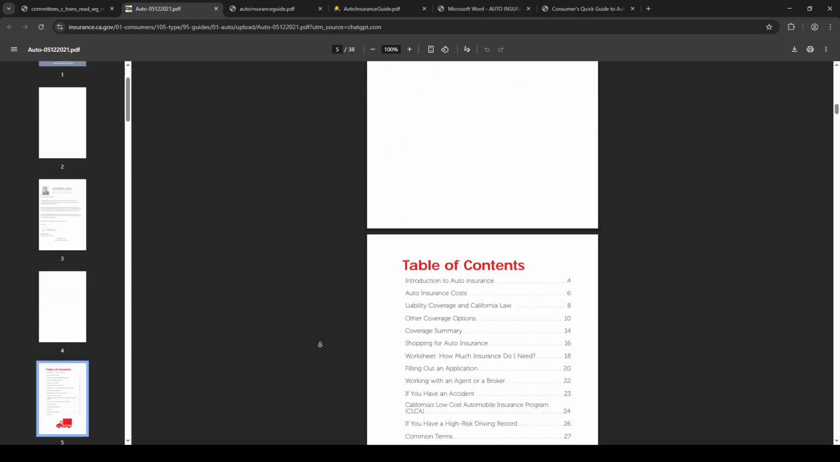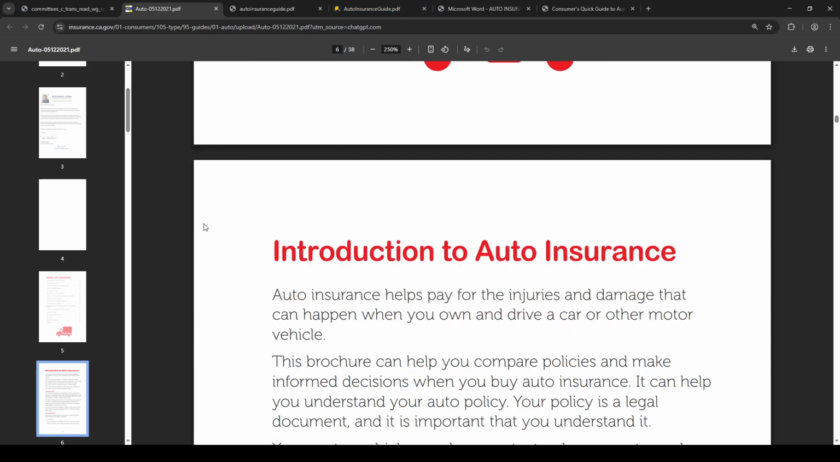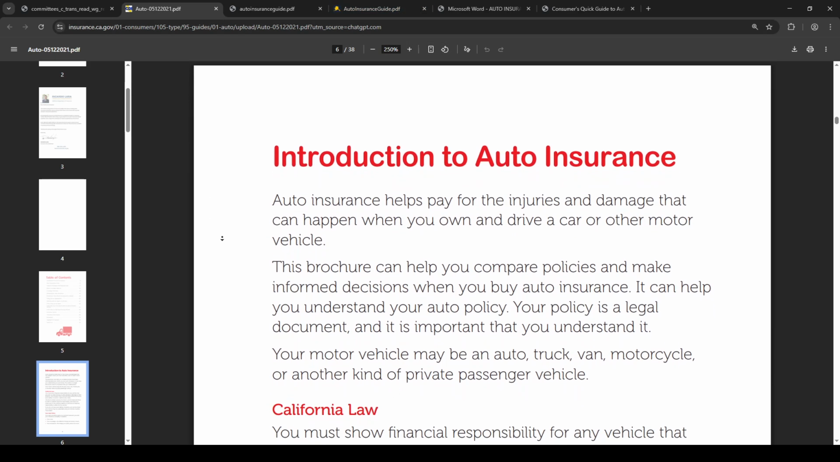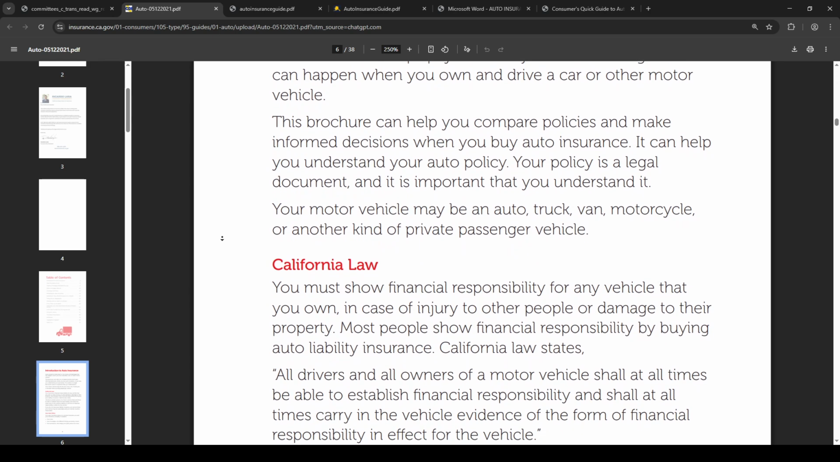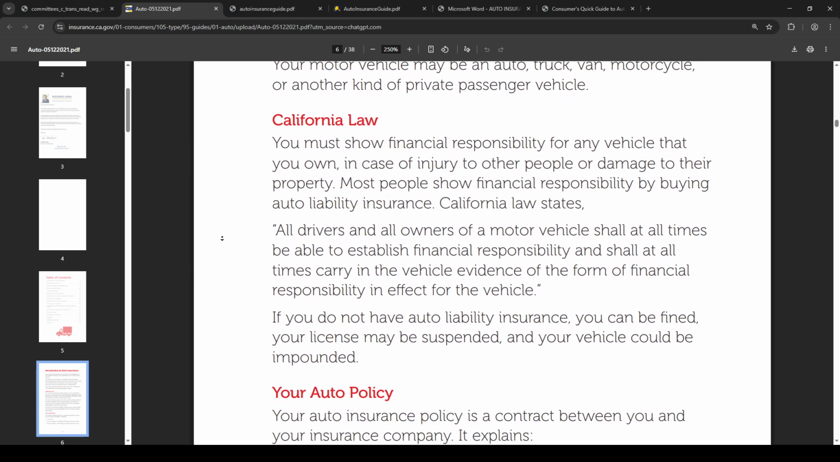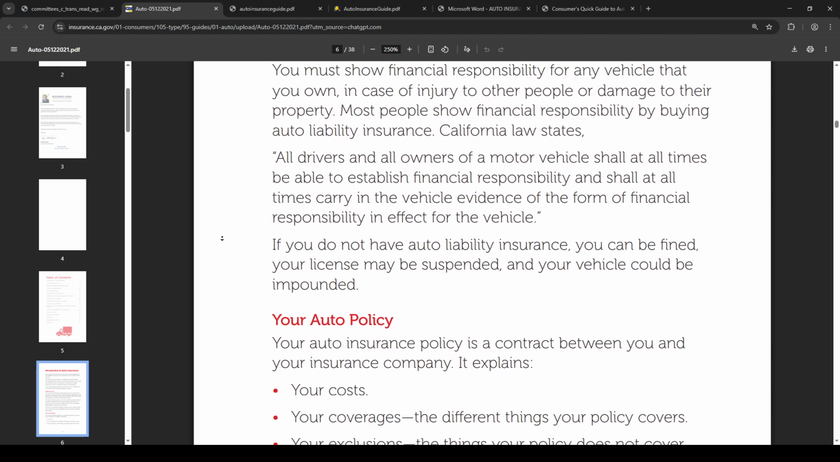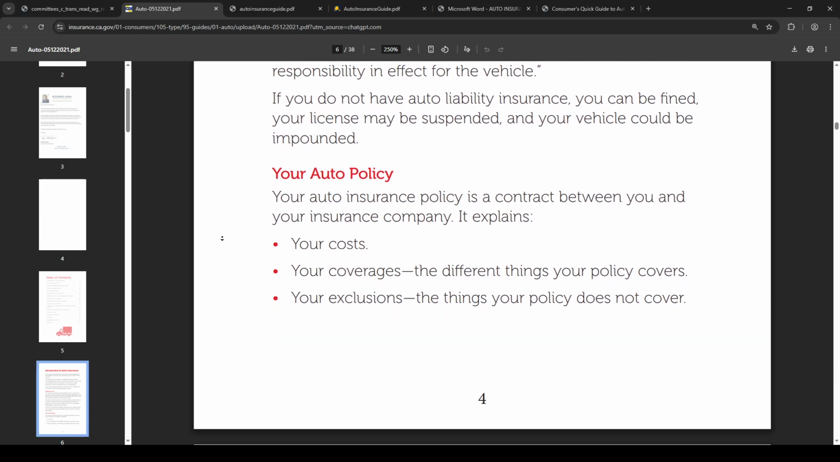Notice something important. 500 does not mean unlimited. It means the total cap for the accident is still $500,000. So if multiple people are injured, everyone shares that same total limit. Now let us connect this to real life, because these numbers are not abstract.